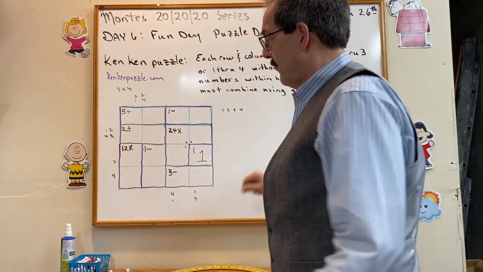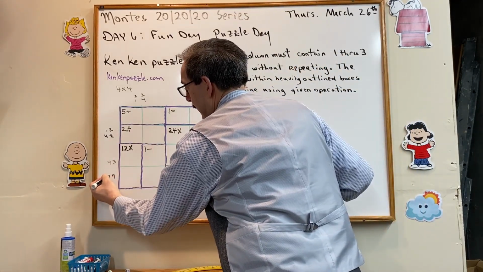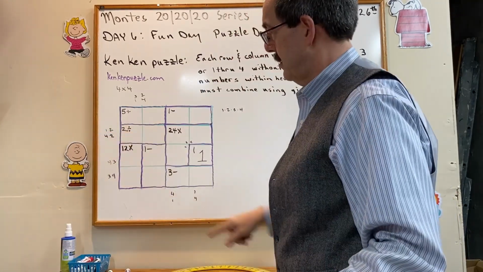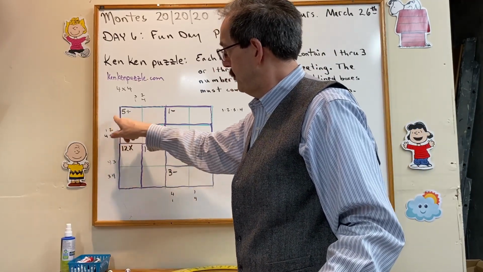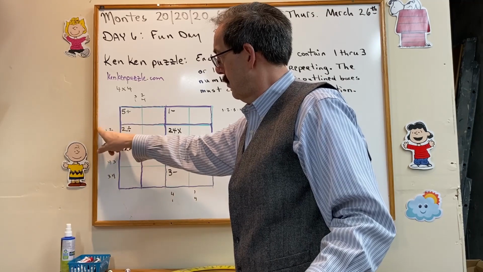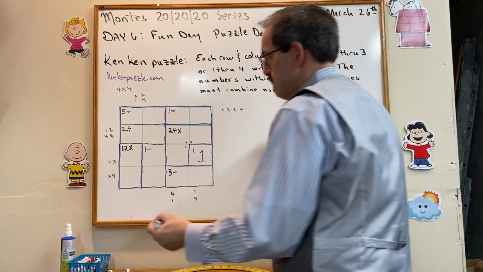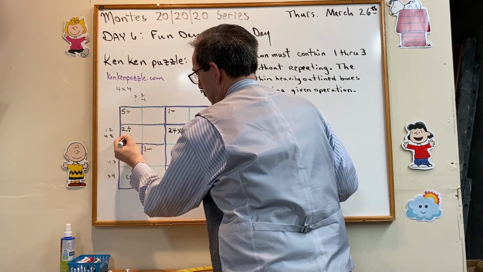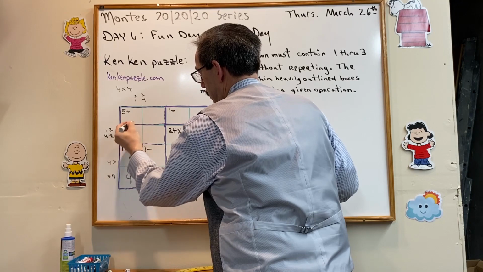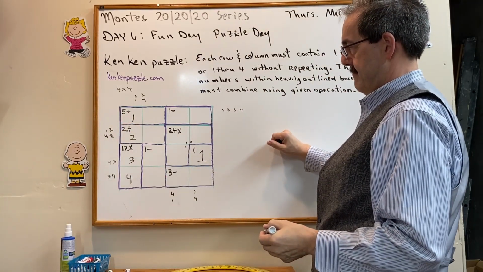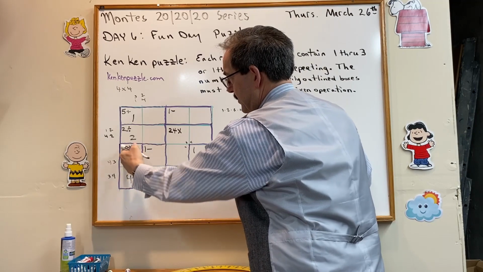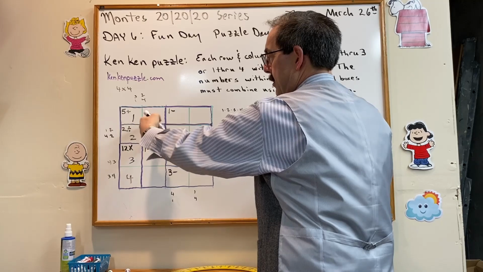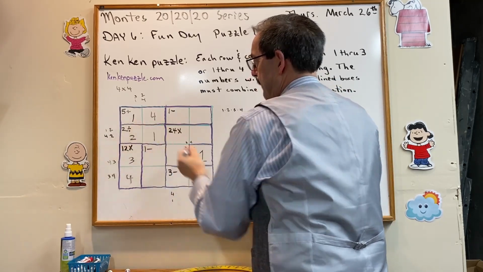4 and 3, 3 and 4. I don't want the 4 here. I'm going to use 4, 3, 2, 1, or 3, 4, 1, 2. Let's go 4, 3, 2, 1. 4 times 3 is 12. 2, this has to be a 1. 1 plus something has to be 5.